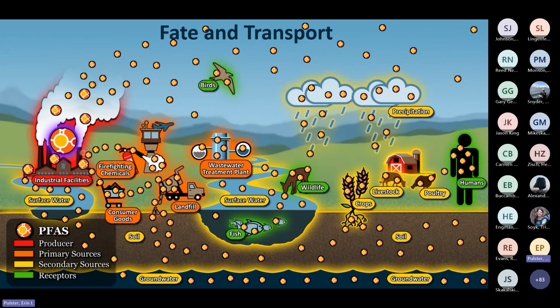So as I mentioned, PFAS is pretty much everywhere. We're finding it in our surface water. We find it in deep water. We find it in fish, soil. Pretty much every environmental media has had PFAS detected globally.